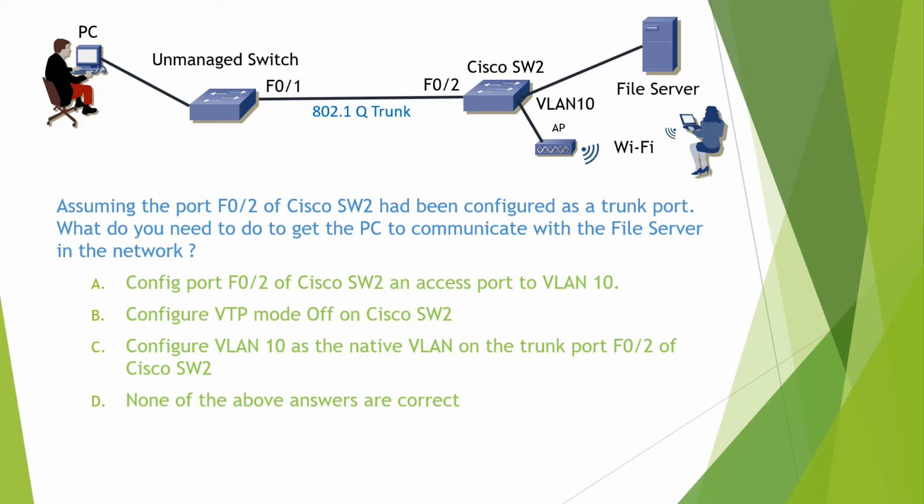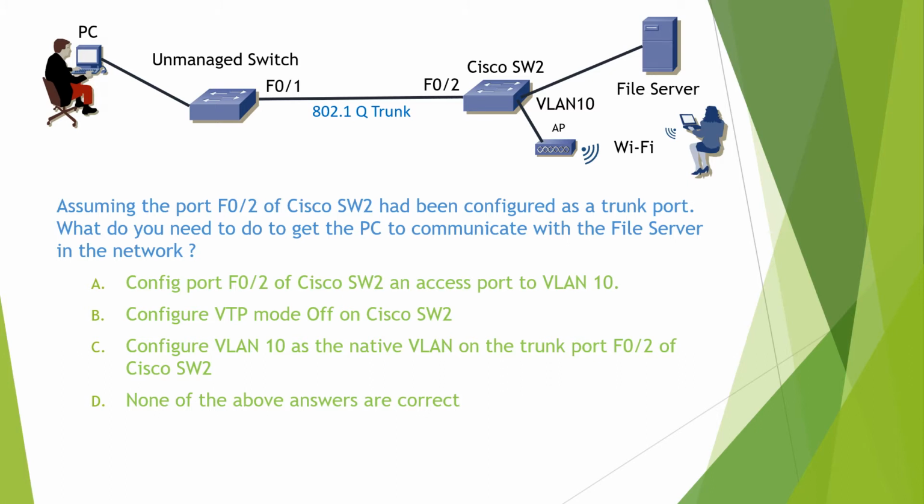As you can see, the switch that is connected to the PC is an unmanaged switch. Therefore, in order to make the trunk port here communicate with the unmanaged switch, we have to configure VLAN 10 as the native VLAN on the trunk port F02 of Cisco SW2.